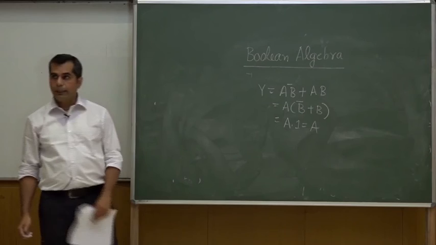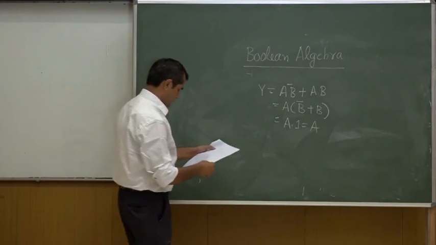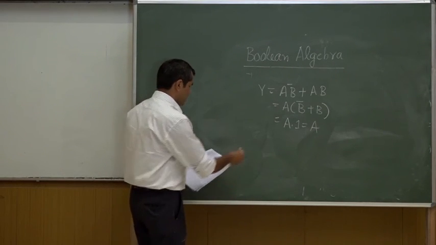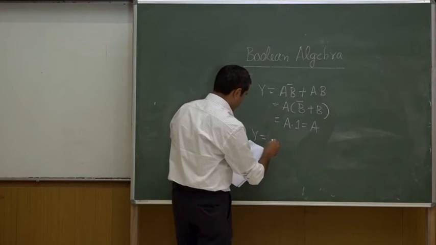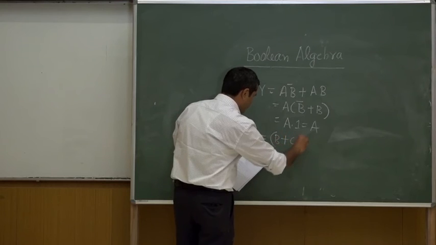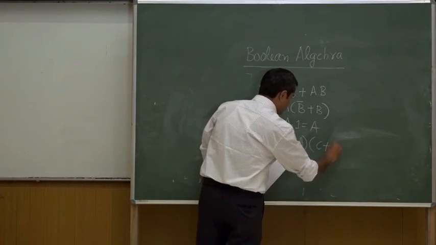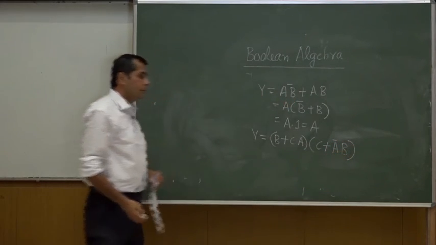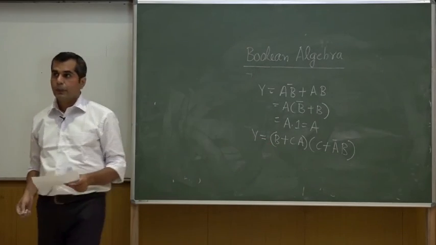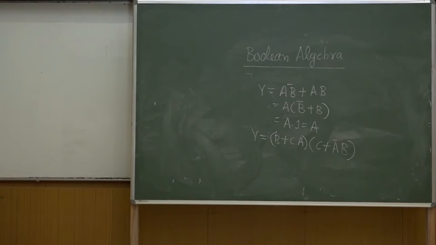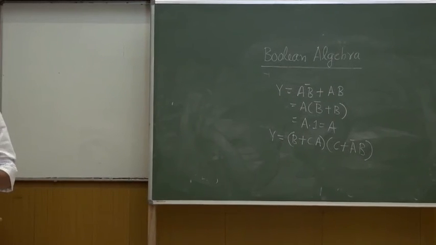Then you can take another example. Let us say that y is (B plus C A) into (C plus A bar B). Please try to simplify this equation. Please note that in this case, in the simplification, the end results are not unique. That is one of the problems of Boolean algebra. That means two students may get two different final results. But if the truth table satisfies both final results, I mean if both are similar to that of the original function, both will be correct. So have you done that?